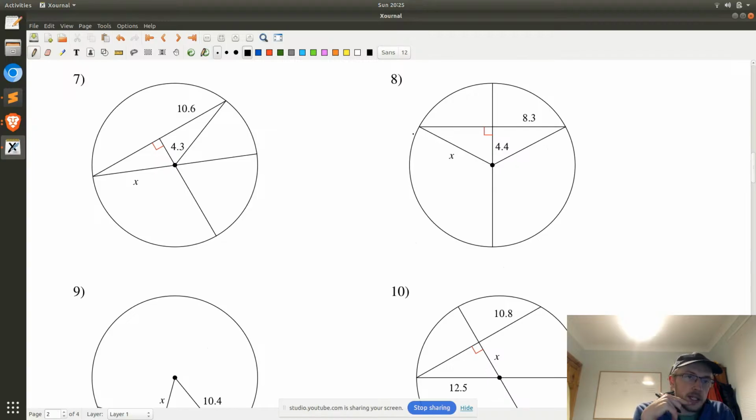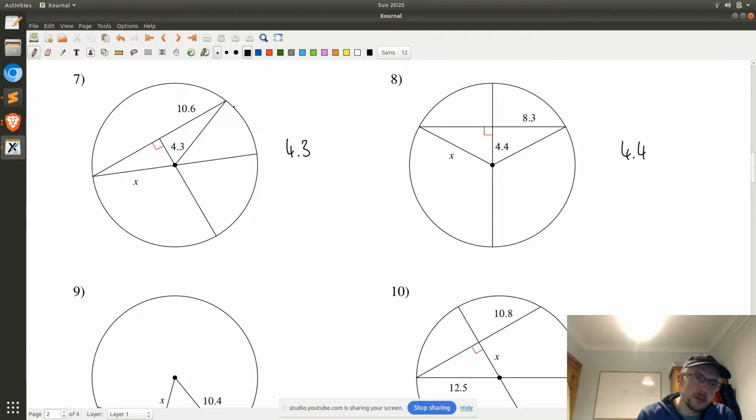Okay, so we have to find out what x is. They appear to just be directly telling us, in this case, the radius is 4.3 and x is a radius. So we're just going to say 4.3. Likewise here, they seem to just be directly telling us that the radius is 4.4. So we'll just say 4.4. And we check. And not quite.